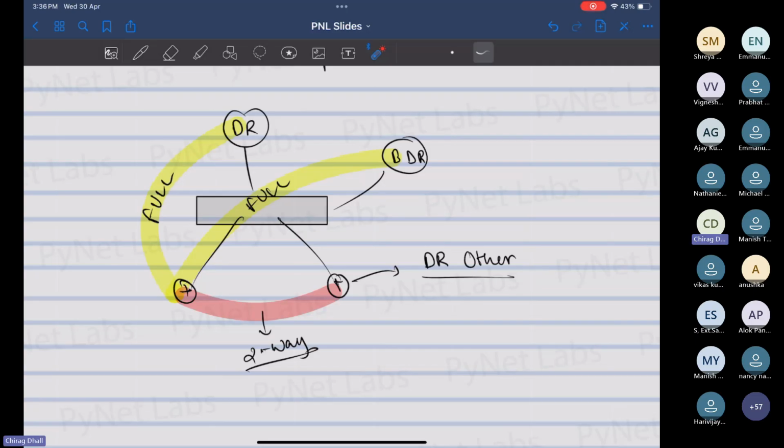So the DR and BDR will have all the routing information of the connected devices, and they will be responsible for sharing it with the other routers. Like I said, every router will maintain a full neighborship with the DR and BDR. So just like R1 is maintaining a full neighborship, my R2 will also maintain a full neighborship like this, right? And the routing information that I receive from R1, I will forward it to R2. Make sense?